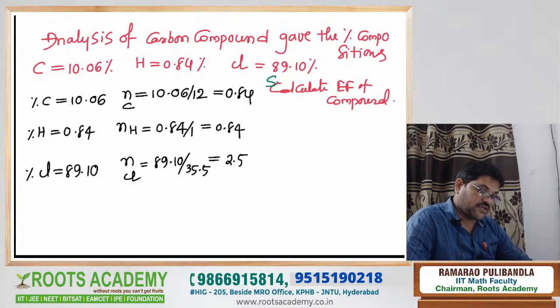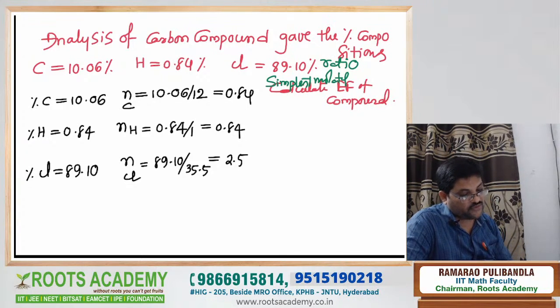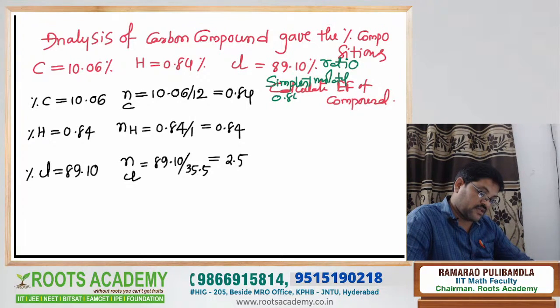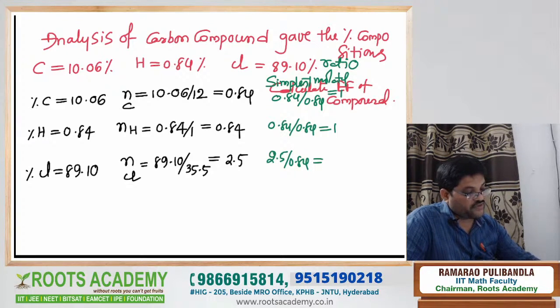Next step, I want the simplest mole atoms ratio. The values are 0.84, 0.84, 2.5, and the least value is 0.84. So 0.84 divided by 0.84 is 1, and 2.5 divided by 0.84 gives 3. Now 1 is a whole number, and 3 is a whole number, right?